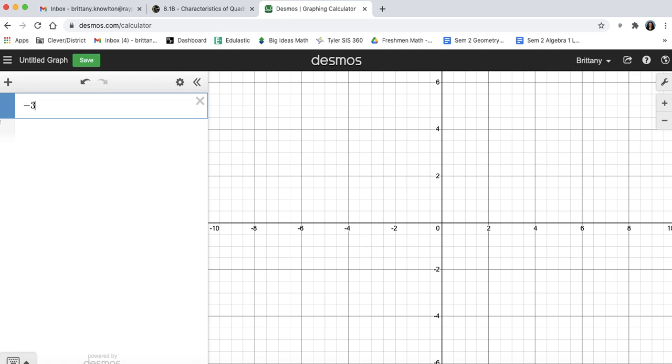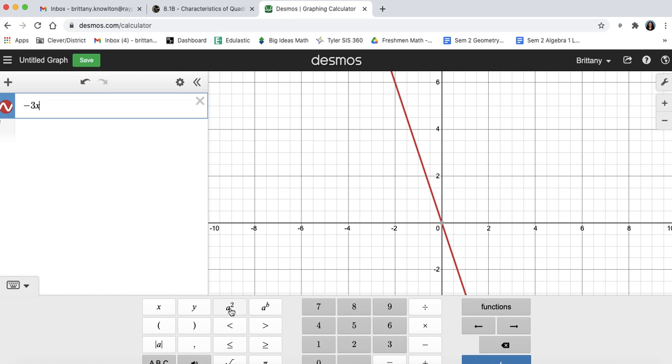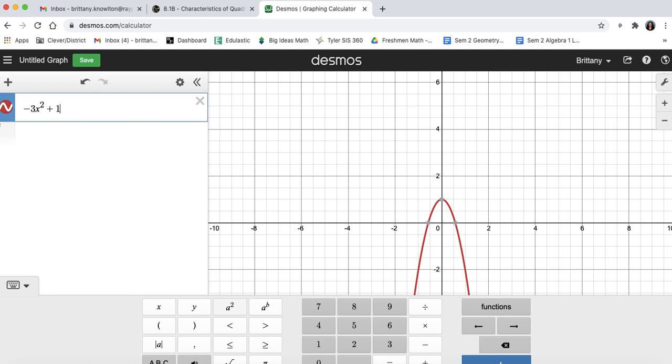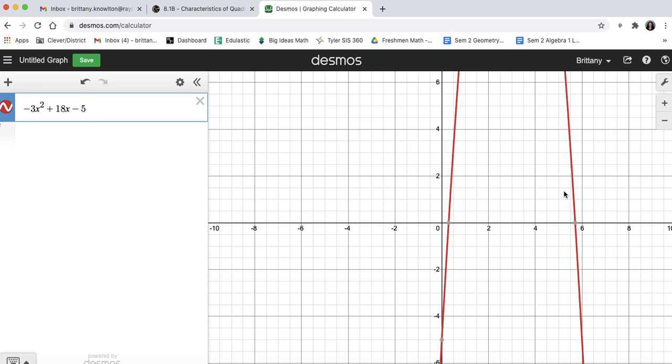So I have negative 3x. You can use this down here, you have that square button, plus 18x minus 5. And so I get this here.